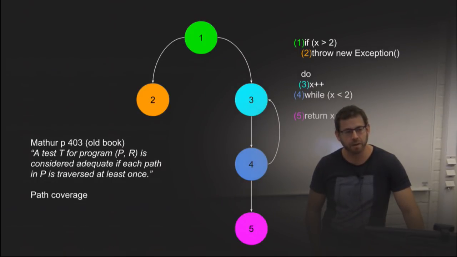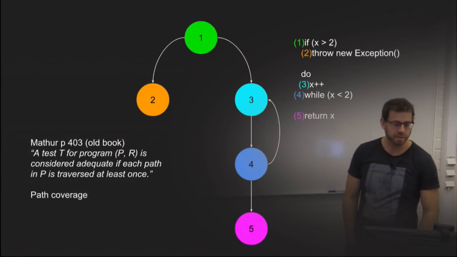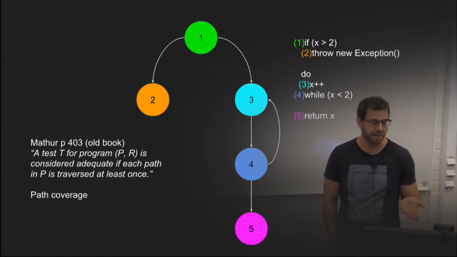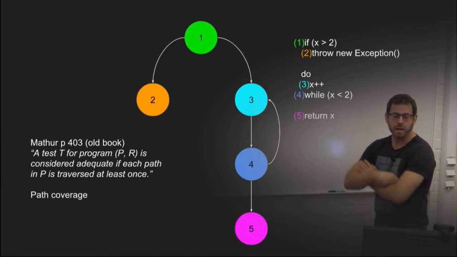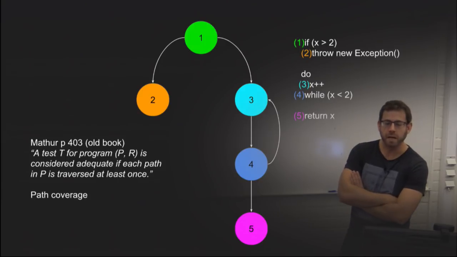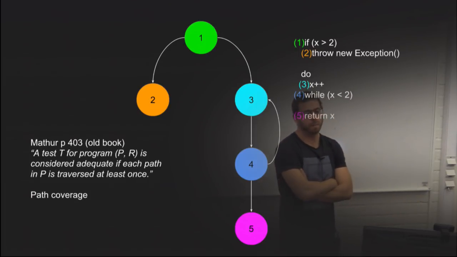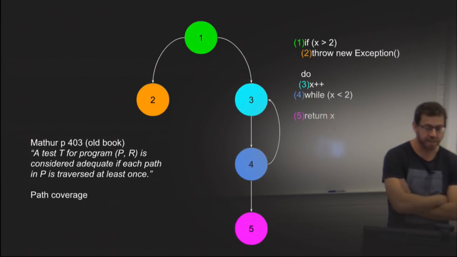Let's take another one. Let's say that a test T for a program PR is considered adequate if each path in P is traversed at least once. So then we say that it's not enough to have one test per requirement. We also want all paths to be covered through the program. So let's take a look at what that could mean.